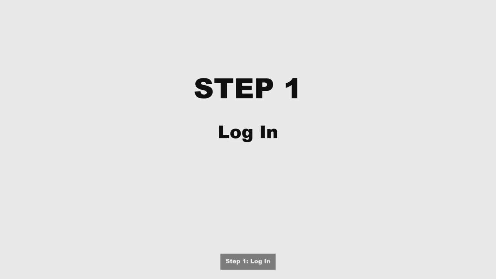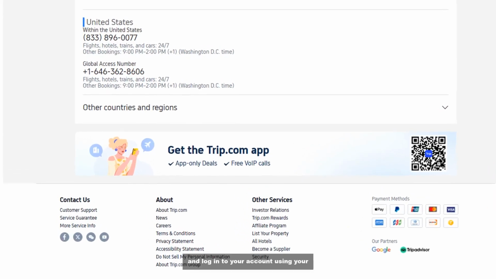Changing your profile picture on Trip.com is a straightforward process. Follow these steps to update your profile image easily. Step 1. Log in. Visit the Trip.com website or open the app and log into your account using your credentials.